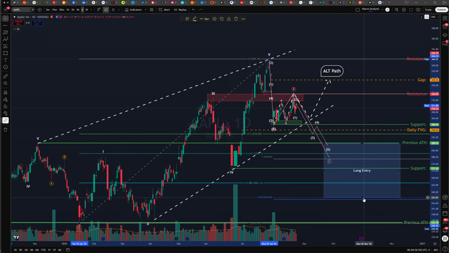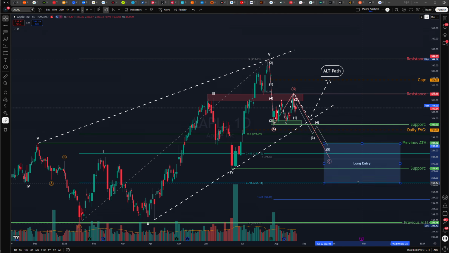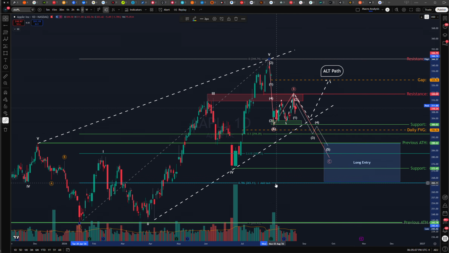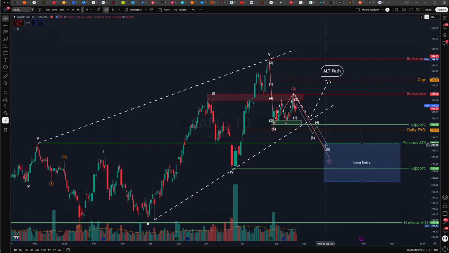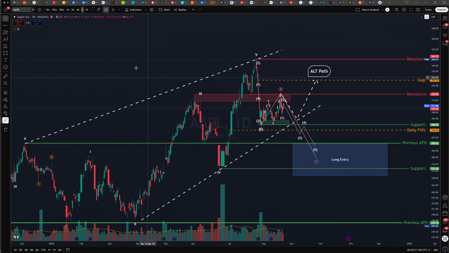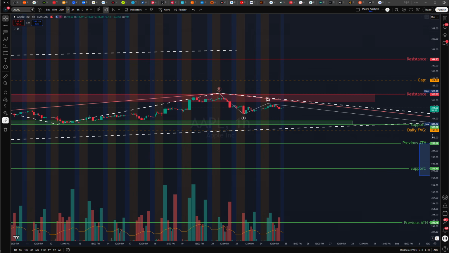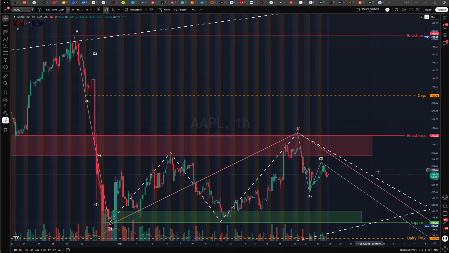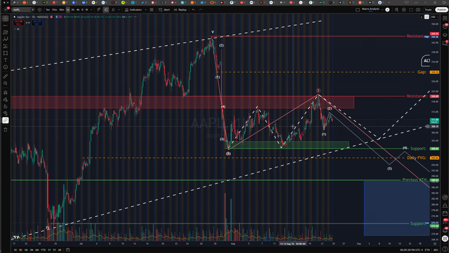And yeah, so I would look to do anywhere within this blue box here is where I would look to jump into a long position. This is where I think Apple might be coming down to within this range here. So let's see how it goes. Nobody knows for sure, but let's see.